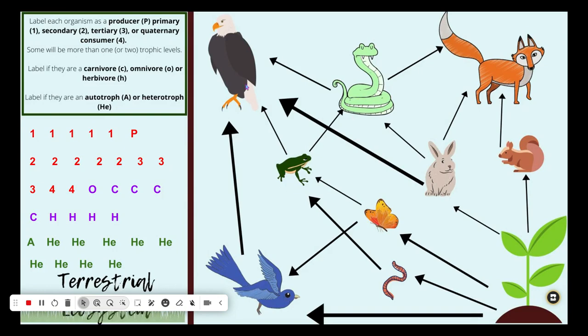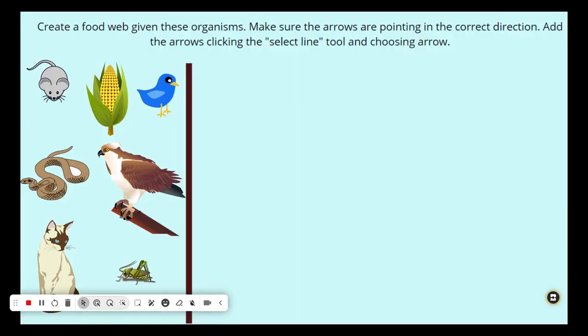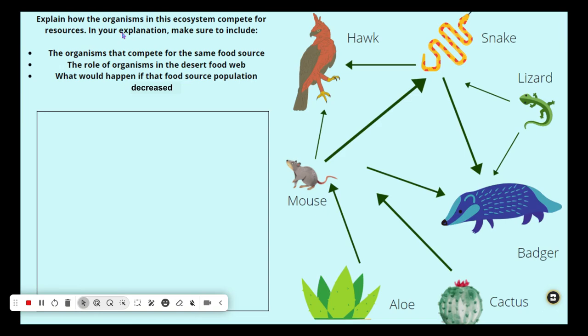So you have multiple arrows from one organism. It's not just a direct line. Okay, so make sure you're doing a food web. Here we go. Explain how the organisms in this ecosystem compete for resources. In your explanation, make sure to include the organisms that compete for the same food source. So, what are they if they're competing with one another? The role of organisms in the desert food web, and what would happen if that food source population decreased.